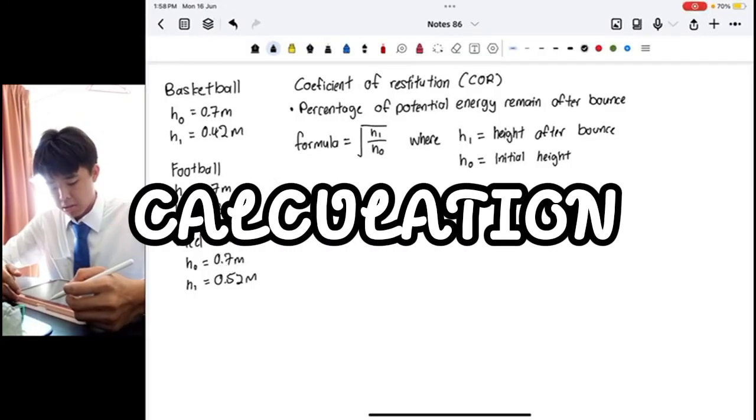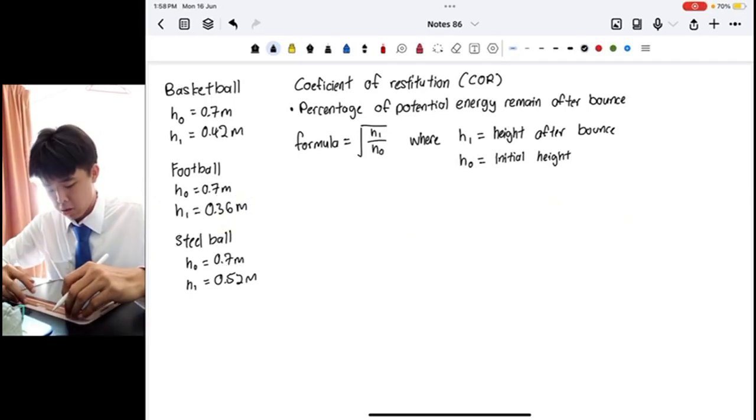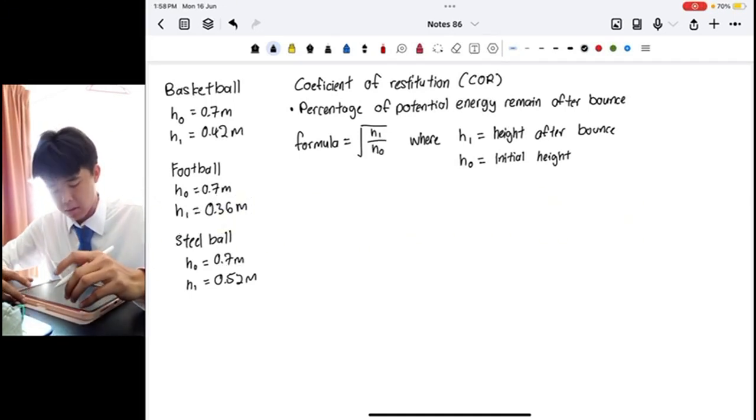By comparing the values for the basketball, football, and steel ball, we can evaluate how mass and material affect energy loss and rebound behavior. These formulas allow us to quantify and compare the energy efficiency of each ball before performing the detailed calculation in the next section. From the information, we can find the coefficient of restitution.